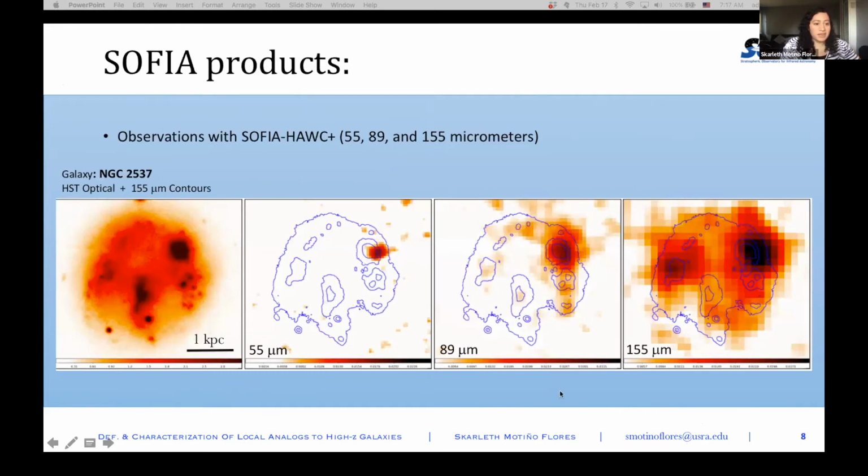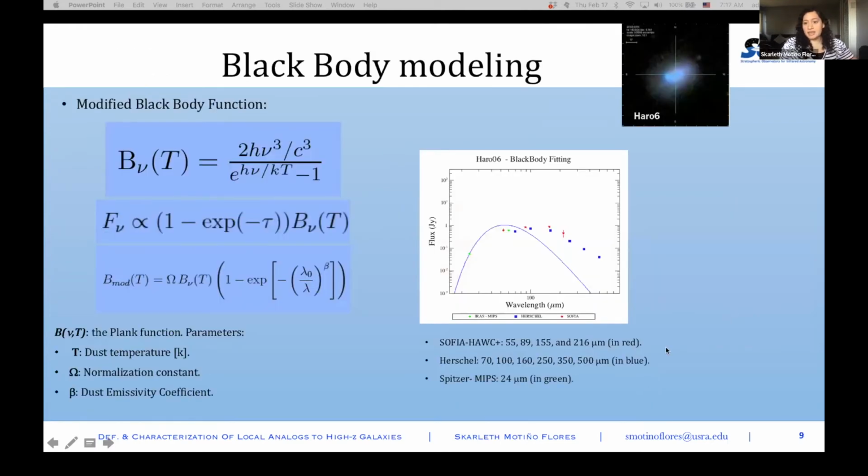So for instance, we can see here one of our galaxies. This is NGC 2537. We see the optical, this is a Hubble image, and the blue contours also come from the optical. And we see the dust emission for this particular galaxy. As we go farther in the infrared, we can see how the dust distribution of this galaxy is strong, probably around 150 microns. And this allows us to characterize the SED of these galaxies in the far infrared.